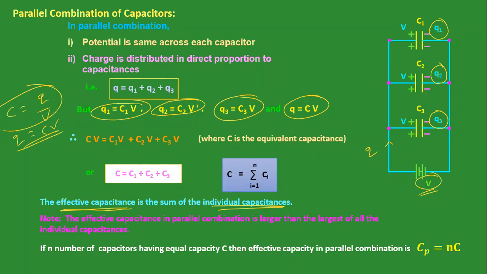Now pay attention: if n number of capacitors having equal capacity C are connected in parallel combination, the capacity is given by the formula n into C. A simple example: if this is 10 microfarad, this is 10 microfarad, this is 10 microfarad, then total capacity C is 10 plus 10 plus 10, which is 30. Or by using the same formula, three capacitors each having capacity 10, multiplied, gives 30.